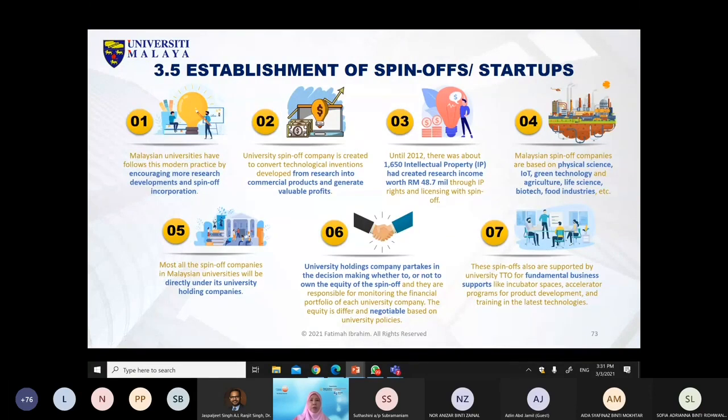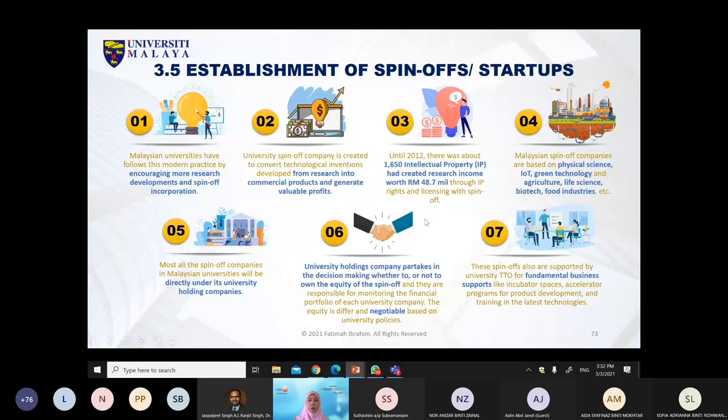There are a lot of advantages to the establishment of spin-offs and startups. Malaysian universities have followed this modern practice by encouraging more research and development on the spin-off or corporation. One advantage I want to highlight is that until 2012, based on the data I managed to get, about 1,650 intellectual properties had been created, and the research income was worth about 48.7 million through IP rights and the licensing of the spin-off.